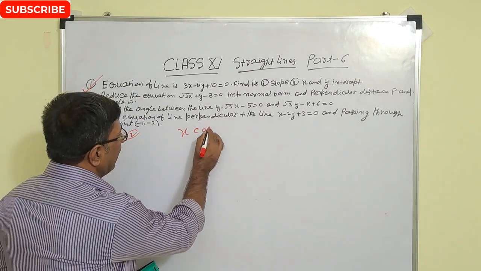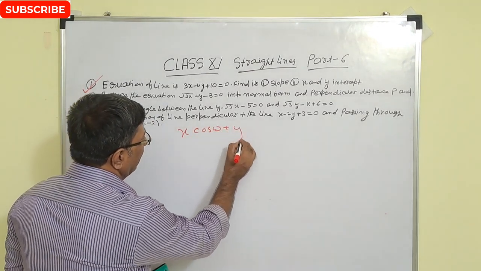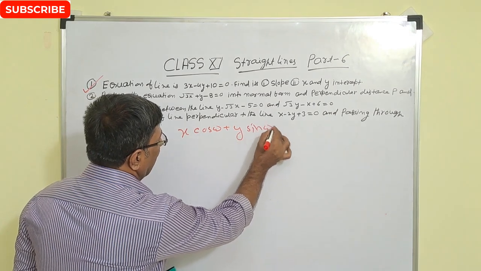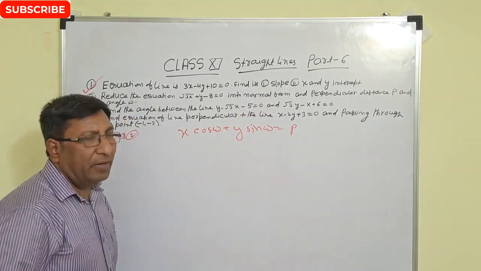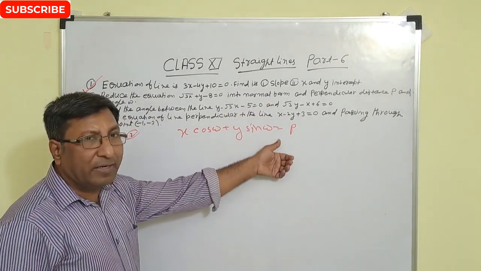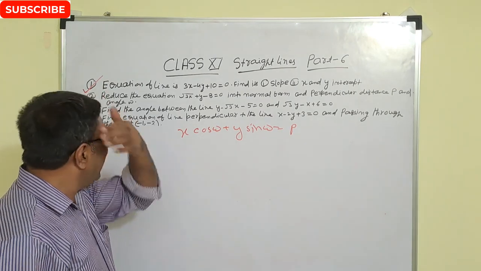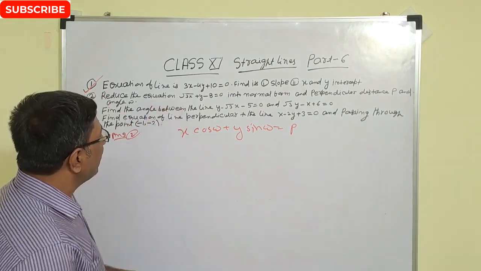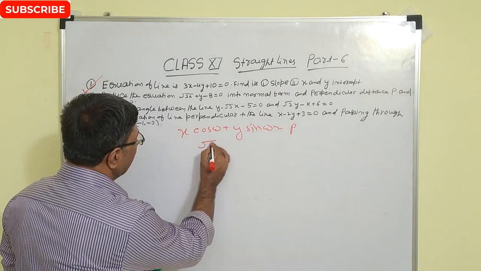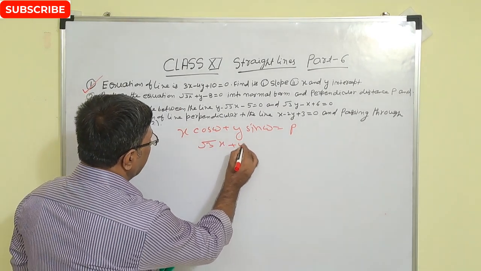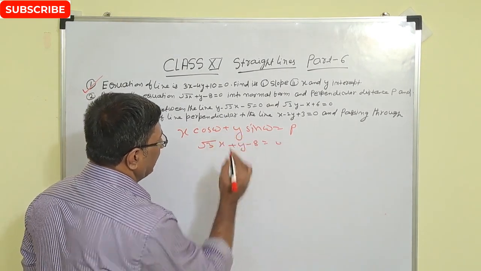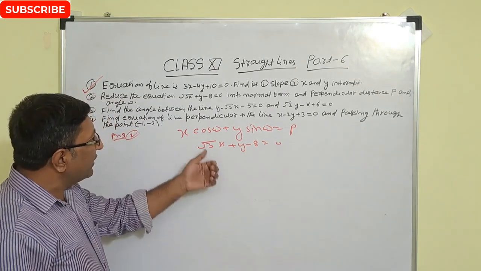The normal form is x cos omega plus y sin omega equal to p, where p is the perpendicular distance and omega is the angle. So the given equation is root 3x plus y minus 8 equal to 0.